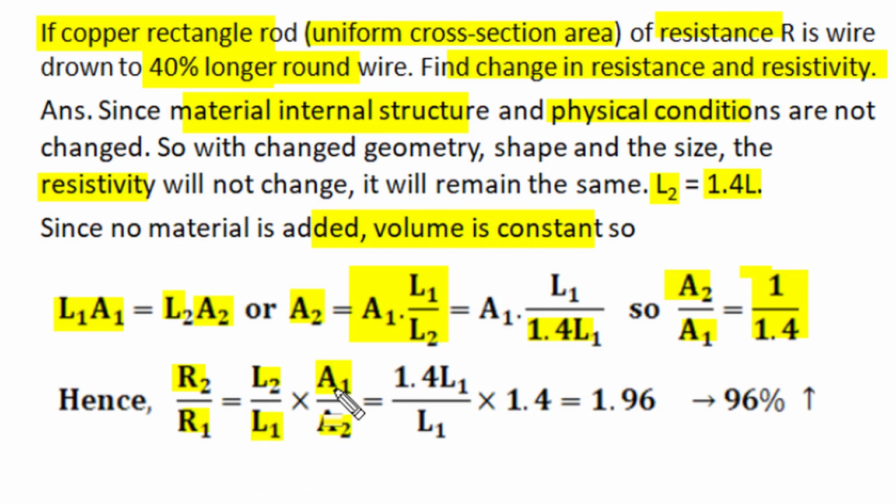So R2 is rho L2 over A2, and R1 is rho L1 over A1, and since the material has the same resistivity, that cancels out, so the resistance ratio is the ratio of lengths and inverse ratio of areas. Now length has a ratio of 1.4 and the inverse of the area ratio is 1.4, so resistance becomes 1.4 multiplied by 1.4, which is 1.96. So a 40% increase in length results in a 96% increase in resistance with constant volume and constant resistivity.